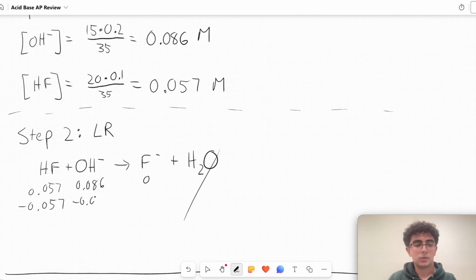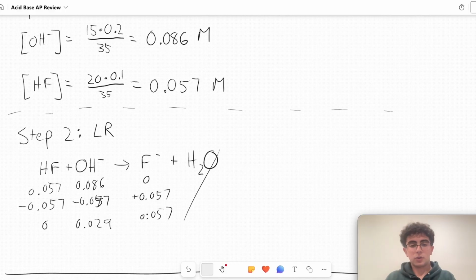So the HF is now at 0. And sure, you'll form some F minus. And then this, if I could do math, is I believe 0.029. So you can go ahead and do this as hydrolysis and get a little bit of OH minus, but that little bit of OH minus you produce from this is going to be so small compared to this. So this number is what we're going to use.